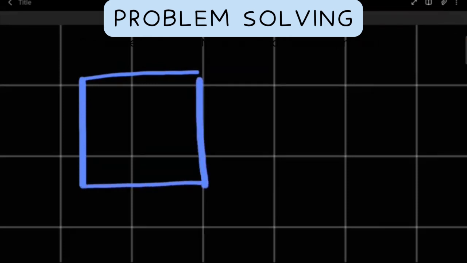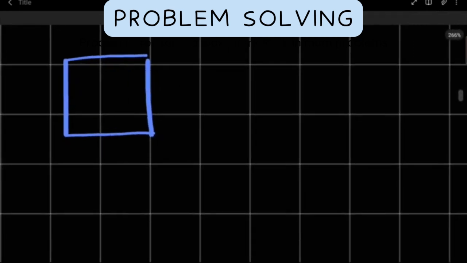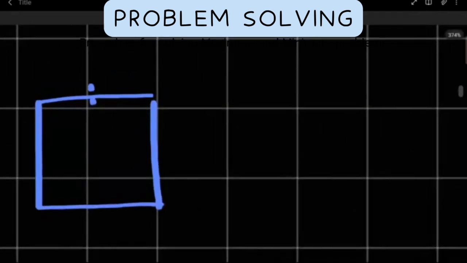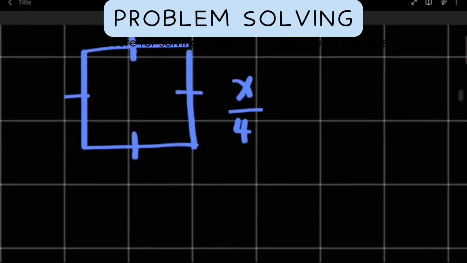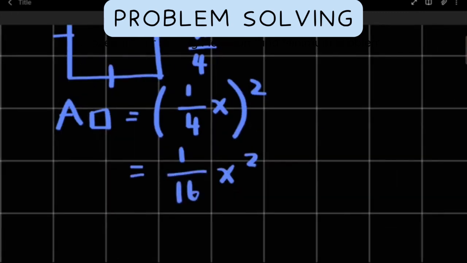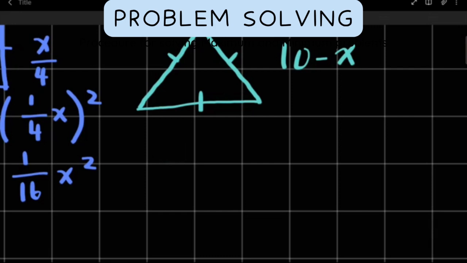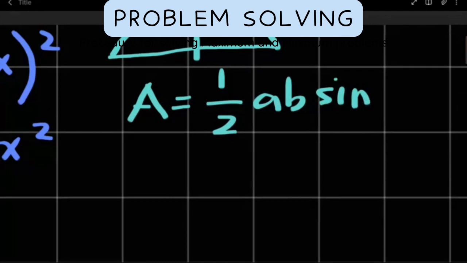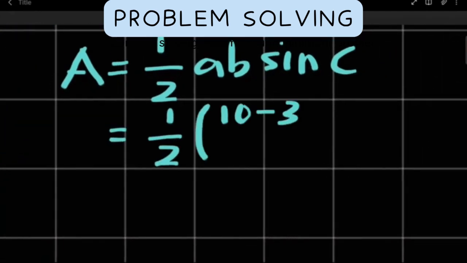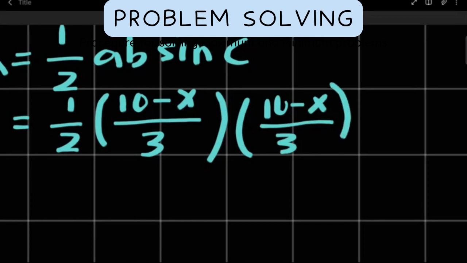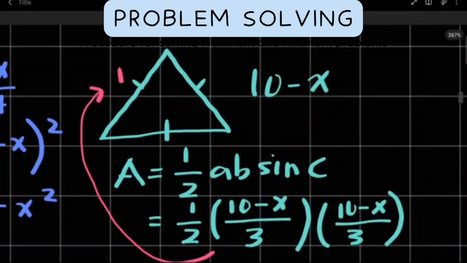Moving on to the working steps. First, we are going to find the area of the square, where the square has length x meters. So we are going to divide it into 4 because the square has 4 sides. We obtain that the area of the square is 1 over 16 x squared. Moving on to the triangle, we found out that the length of the triangle is 10 minus x. So we are going to divide it into 3 because the triangle has 3 sides.